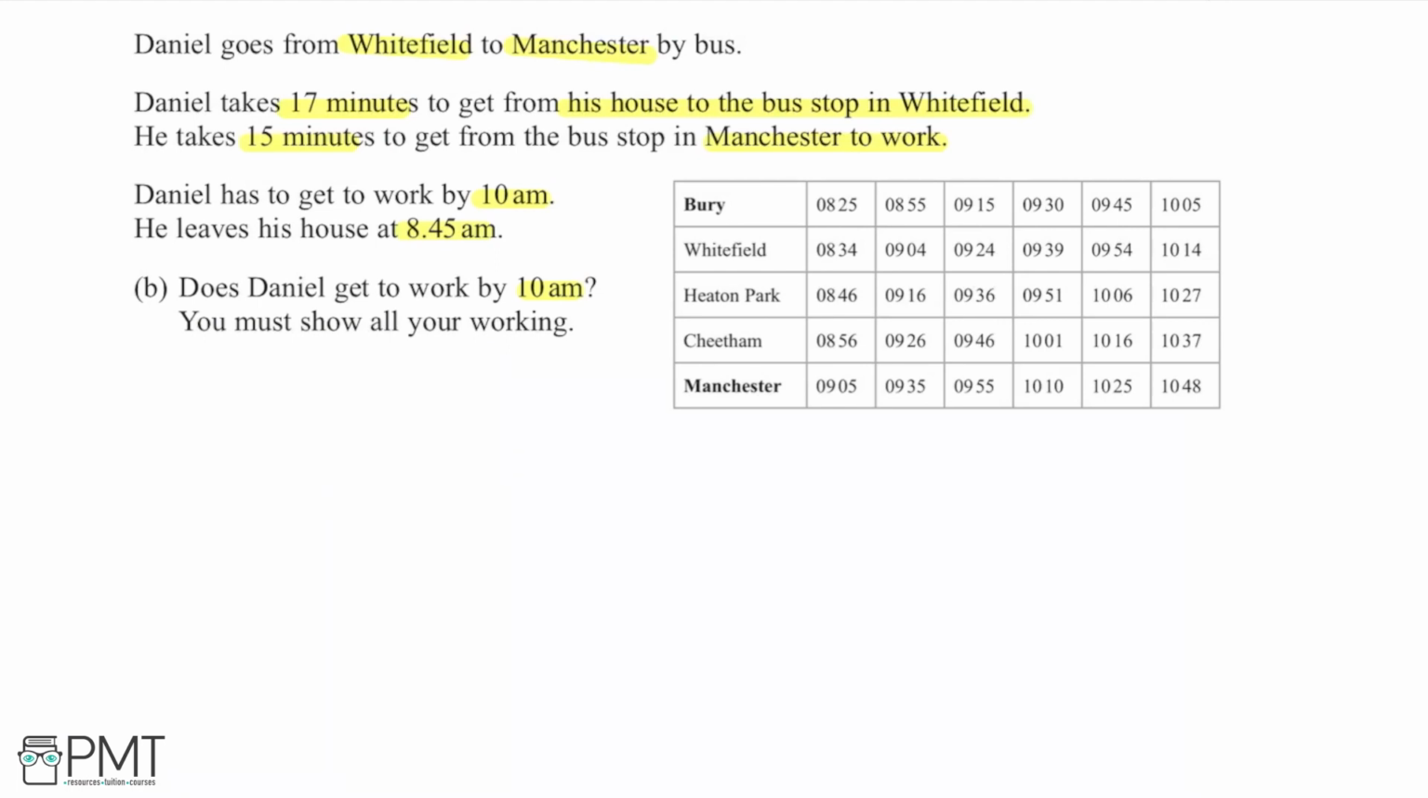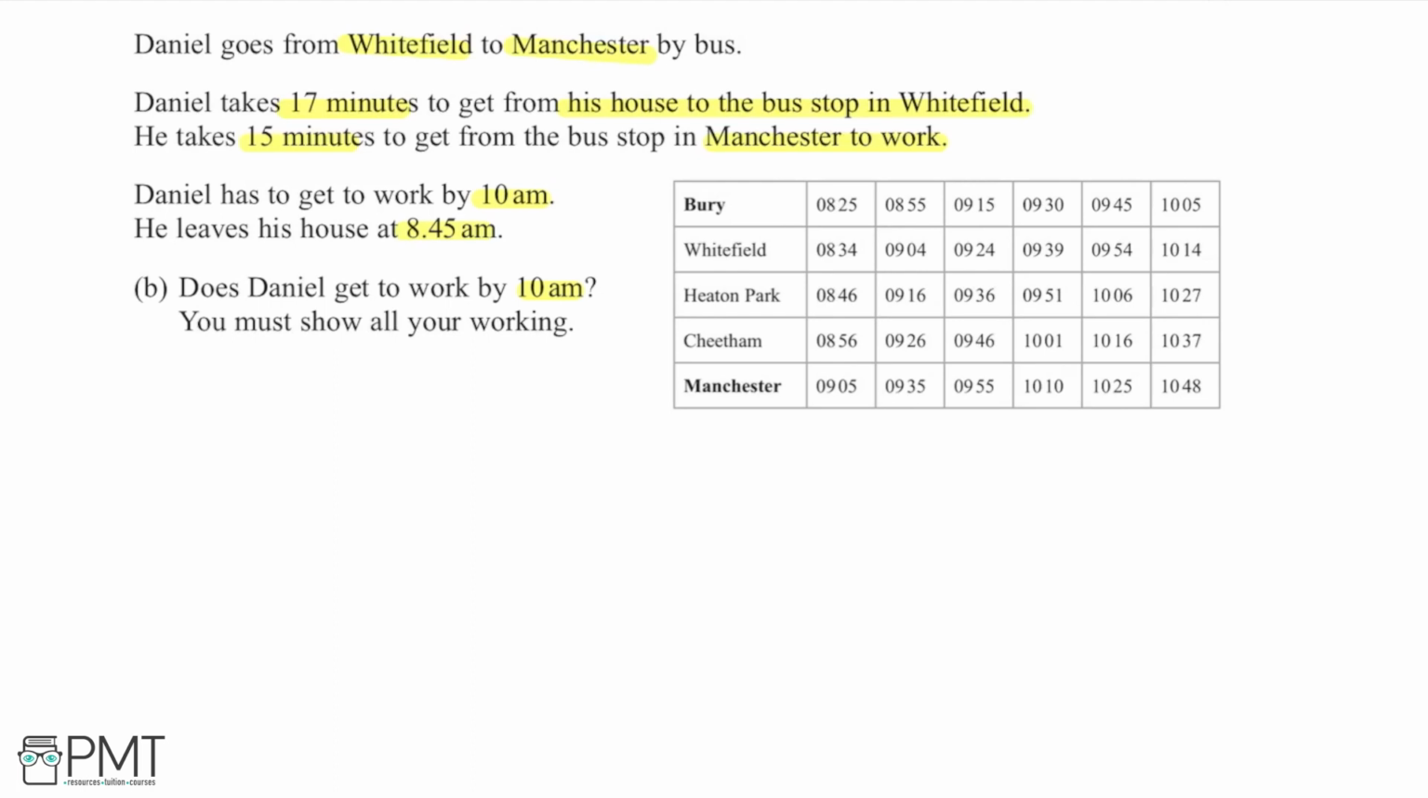So we're given a lot of information in this question, and it's often a good idea to look through and see what we're going to be needing to work with first. So here I think it's a good idea to start from the beginning. We're given the time that he leaves his house and the time that it takes him to reach the bus stop in Whitefield. So it's going to be a good idea to use this to work out what the earliest bus possible he can catch is.